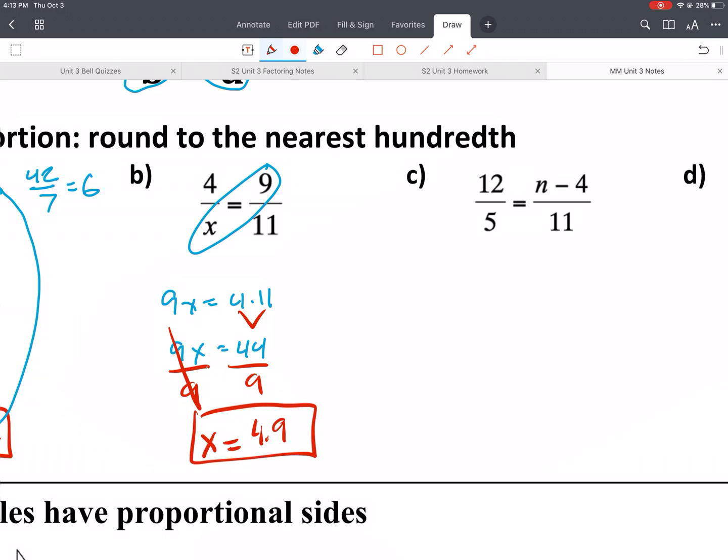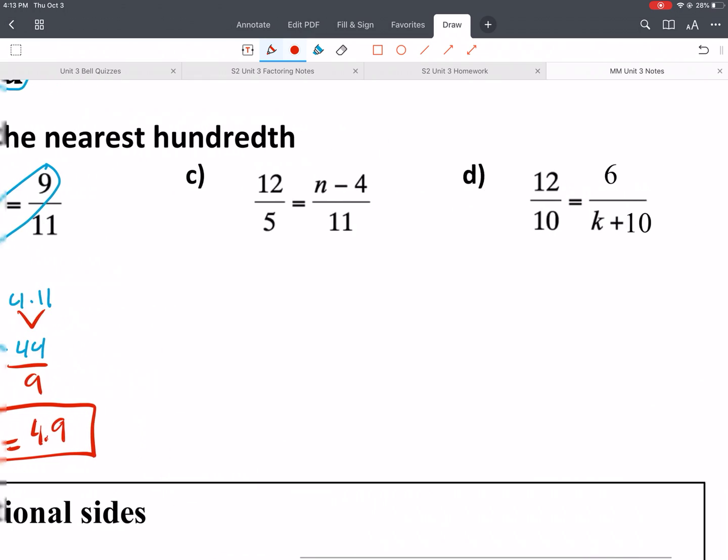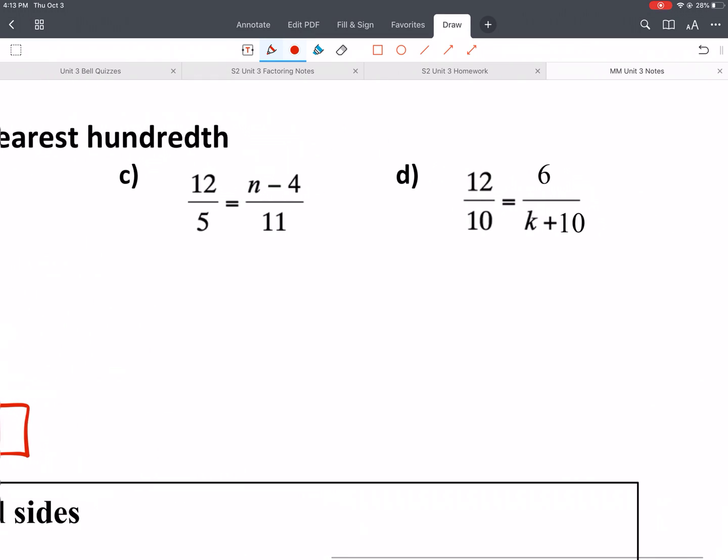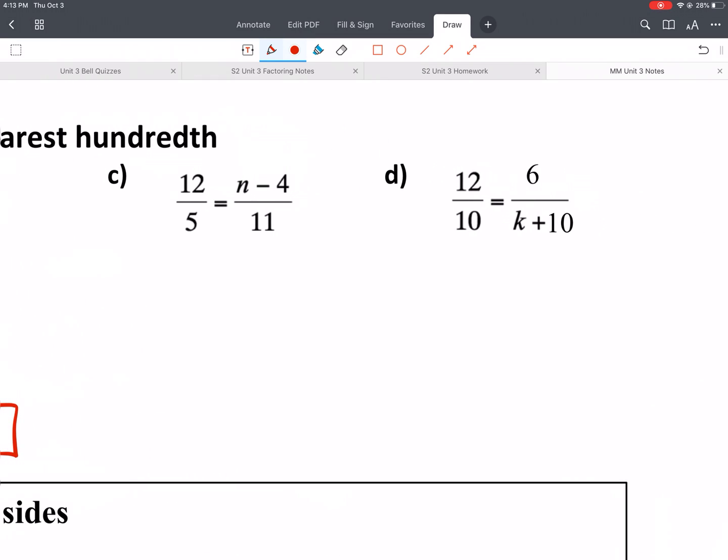So 4.9. Okay, and then we have some different types of proportions. We haven't done this before, but we do it exactly the same. So we would multiply 5 times n minus 4. Now remember that 5 is being multiplied by n and a negative 4, so we'd need to have a parenthesis around those. And that would be equal to 11 times 12.